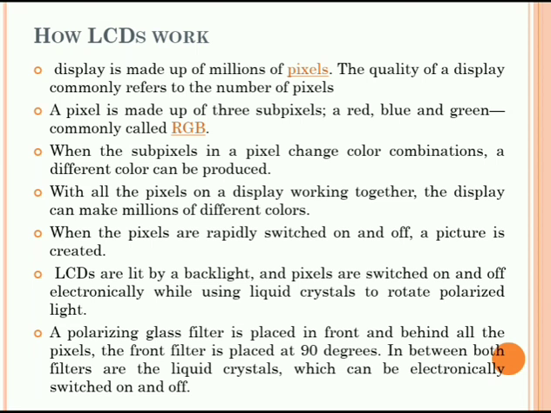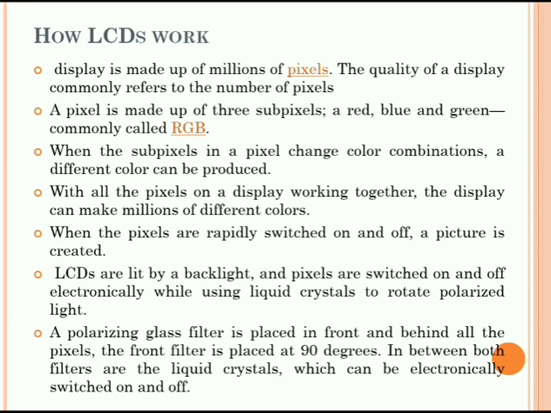As we have seen in the first unit, RGB are the three signals of the pixels. The pixel is made up of these three subpixels, red, green and blue. When the subpixels in a pixel change the color combinations, a different color can be produced. R, G and B are the primary colors. When they combine with each other in different combinations, different colors will be formed. With all the pixels on a display working together, the display can make millions of different colors.